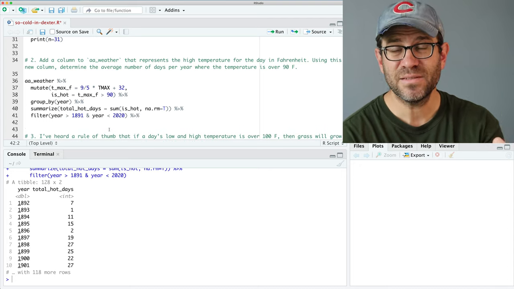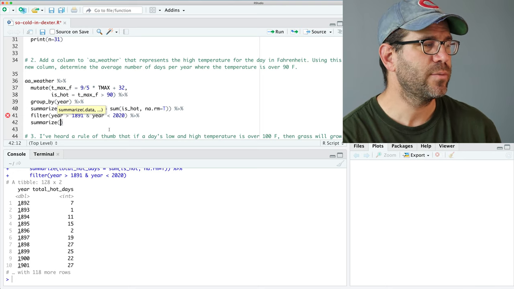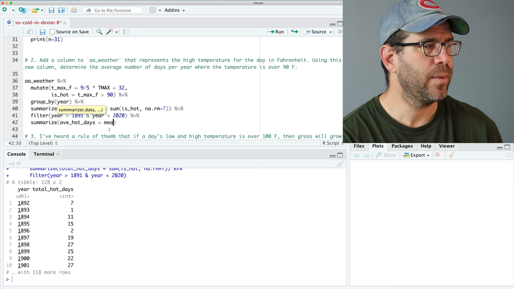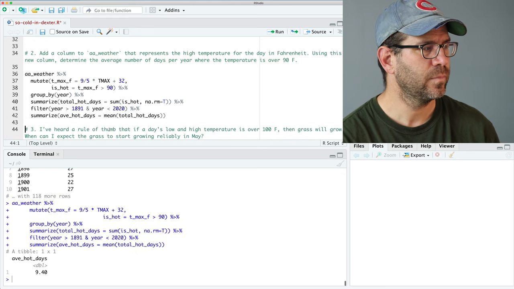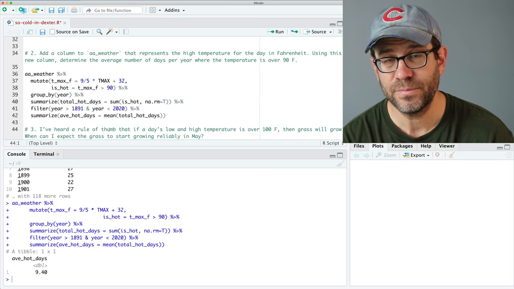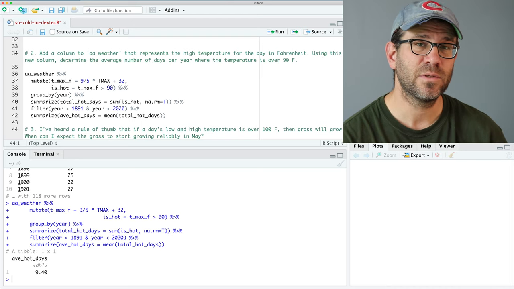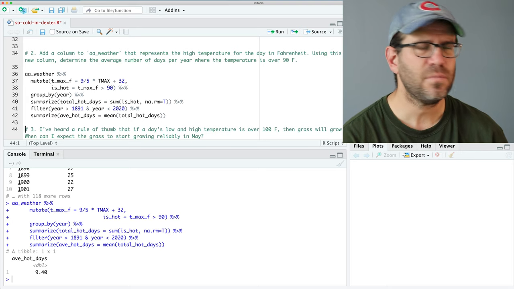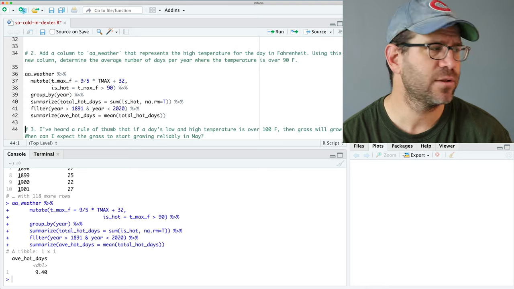So I can then pipe this into another summarize function to do summarize av hot days, mean total hot days. Okay, so we see on average in Ann Arbor, there's about 9.4 days where the temperature is above 90 degrees. You could do more, and you could perhaps plot this as a histogram. We'll talk about those concepts in another code club.